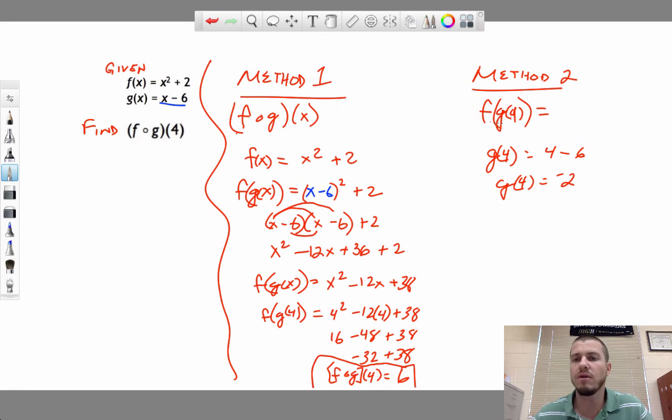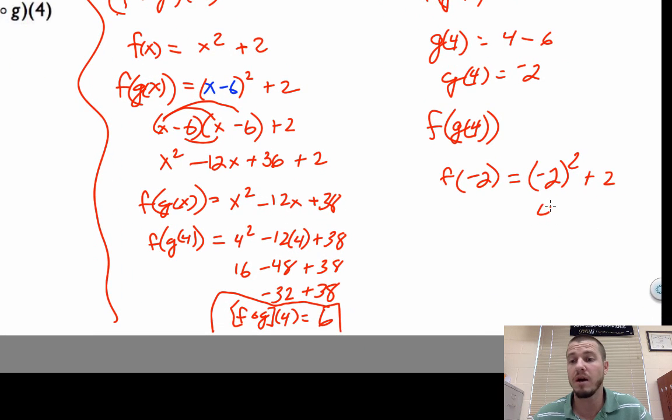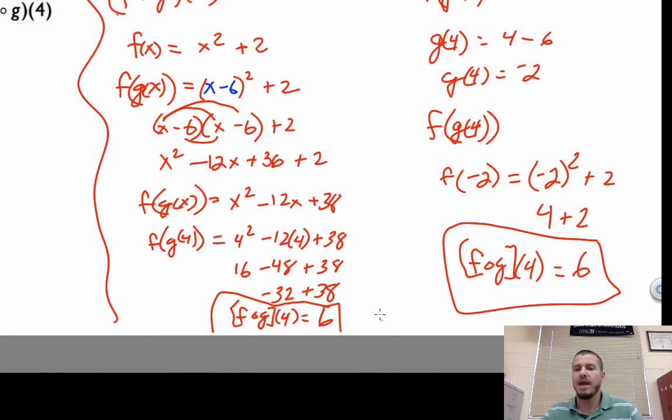And then what I can do to find f of g of 4, well, g of 4 is negative 2, so that's going to be the same as f of negative 2. And so when I plug negative 2 into the f function, negative 2 squared plus 2, negative 2 squared becomes 4, plus 2 is 6. So f of g of 4 is equal to 6. And notice I got the same answer. It doesn't matter the way that you do it. You can get the same answer either way.